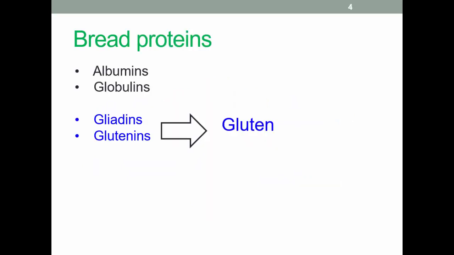Albumins and globulins are important bread proteins in terms of nutrition, but they don't contribute significantly to raising. Gliadins and glutenins react during the process of kneading to produce the elastic protein mass called gluten, which gives bread its elasticity and allows it to trap carbon dioxide. There's an issue, of course, that many people are gluten intolerant.